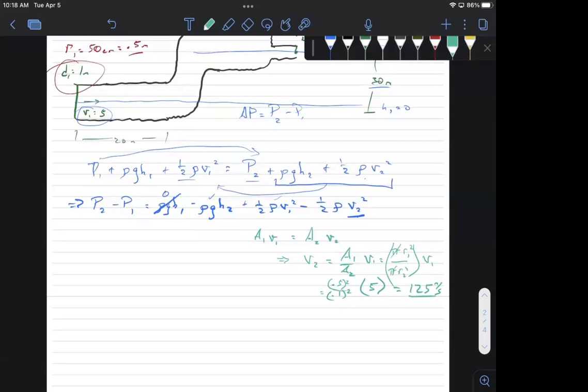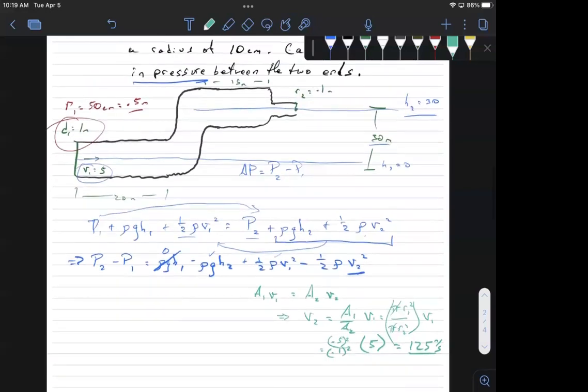Now, of course, before I use it, let me quickly make sure it makes sense, that there's not something really wrong going on. How do I do that? I ask myself the question, what do I expect? Do I expect the speed of the water to go down, or do I expect it to go up? And of course, the rule is if you constrict the pipe, the speed goes up. If you expand the pipe, the speed goes down.